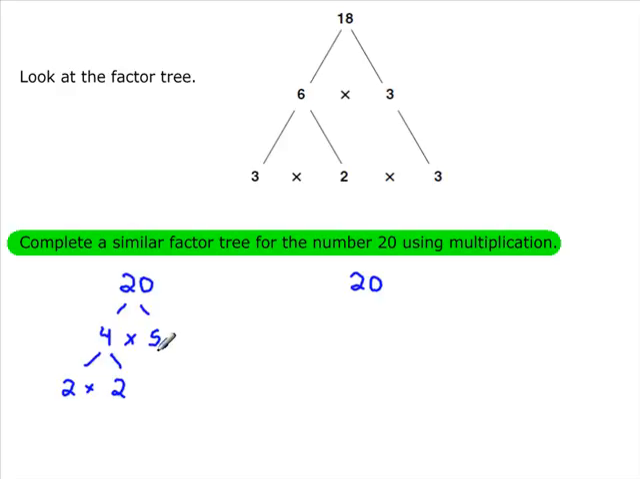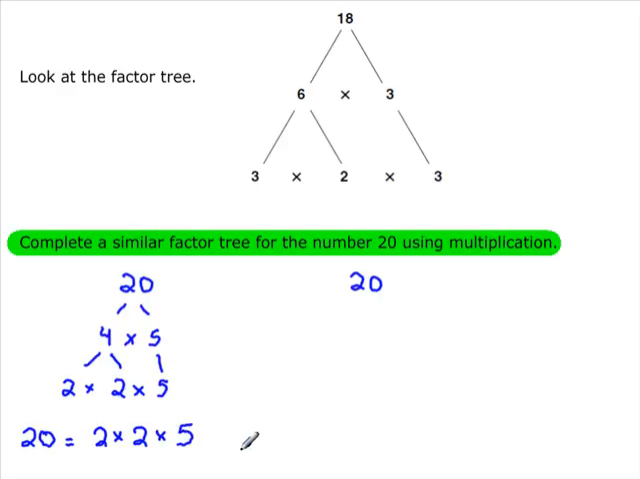And then 5. Well, 5 is prime, so we'll copy it down here. And then we'll put a times in between here. So 20, one way to write 20, is 2 times 2 times 5.